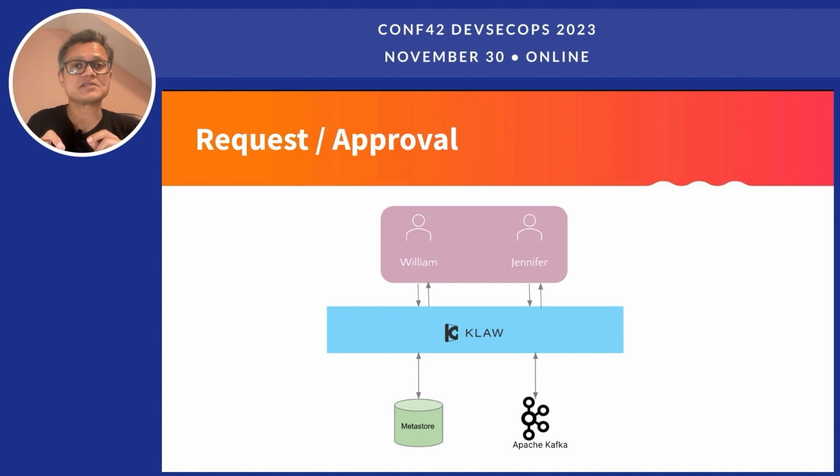As klaw runs on this concept of 4S principle, it is recommended to use klaw with 2 users at least to request and review topics, etc. Right? Now, in the next 5 demos, we will have 2 users, William and Jennifer, where one requests and the other approves them. I will be demonstrating provision of topic, ACL, schemas, and also the disaster recovery process.